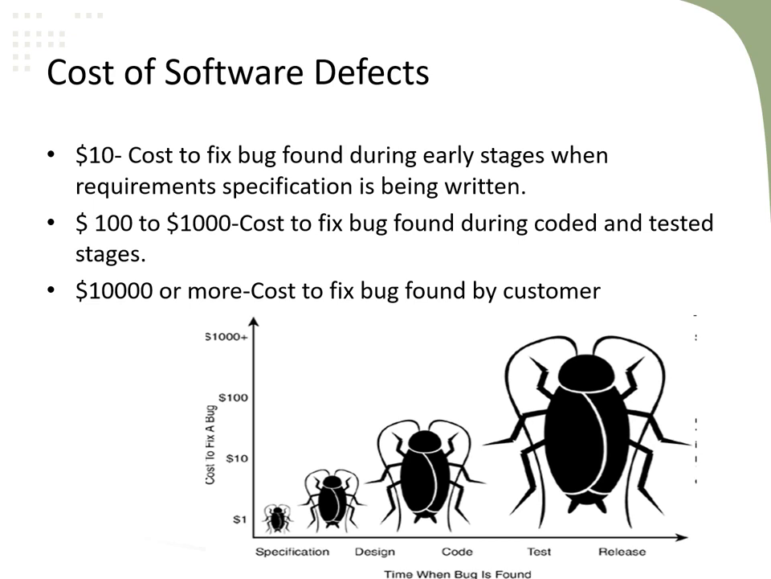However, if that same defect is found during coding or during the testing stage, that same defect can cost anywhere from $100 to $1,000 or maybe even more to fix. If that defect is found by a customer, it can cost $10,000 or more to repair. So the lesson here is, again, to find defects very early on in the software development lifecycle. The earlier, the cheaper it is to repair.